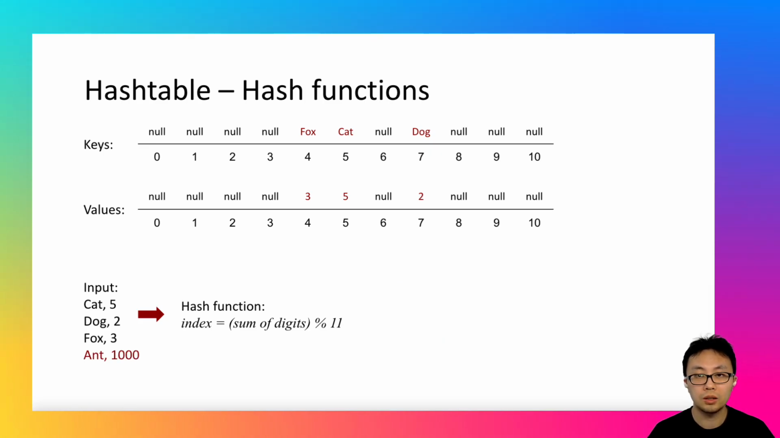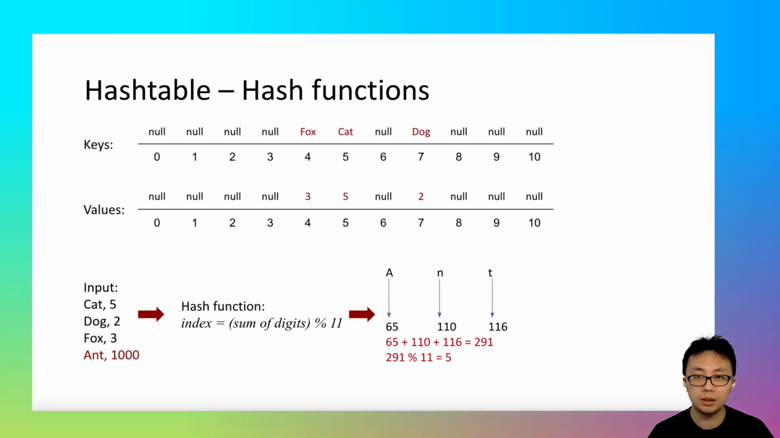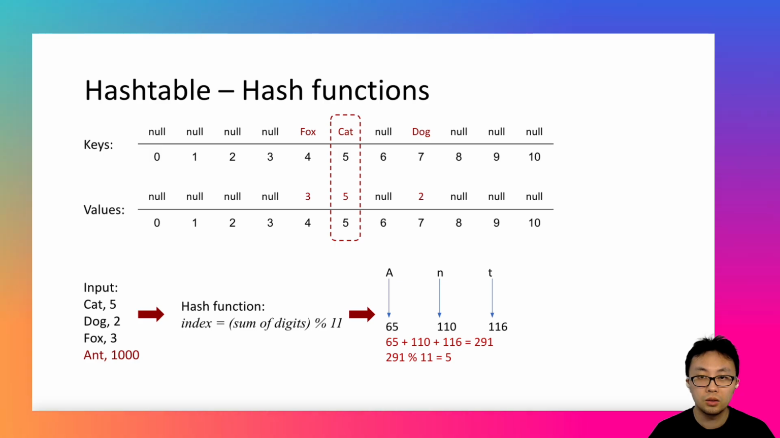What if we try to insert another pair into the same hash table? In this new pair, the key is ant, and its value is 1000. When you apply the same hash function to the key ant, it will compute its corresponding index as 5. However, in the same hash table, index 5 is already occupied with the pair of cat and the number 5. So you can't store this new pair of data, ant and 1000, into the same hash table anymore. This issue is known as collision.